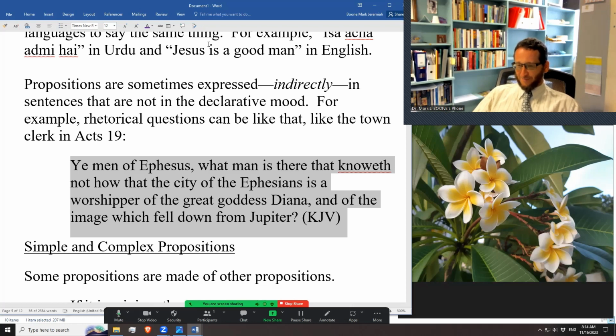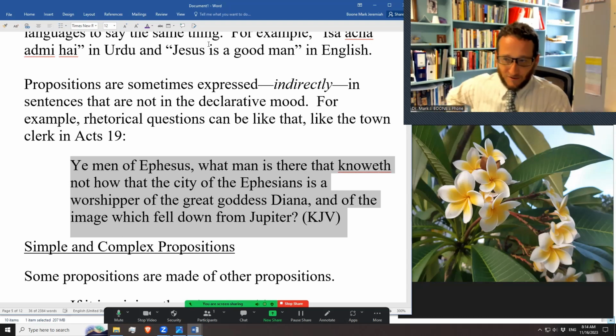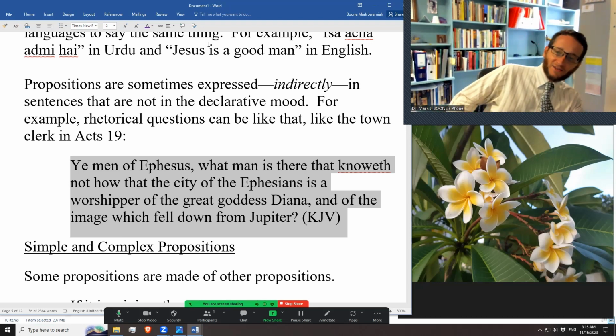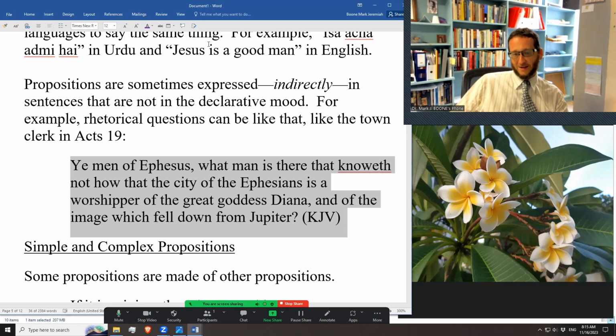Let's just put this in simpler English, paraphrase it. Or I could pause and find the ESV or something, but let's just paraphrase it. Oh, men of Ephesus, doesn't everybody know that the city of the Ephesians worships the great goddess Diana, whose image fell down from the sky? This is a rhetorical question. It is implicitly saying, everyone knows this.